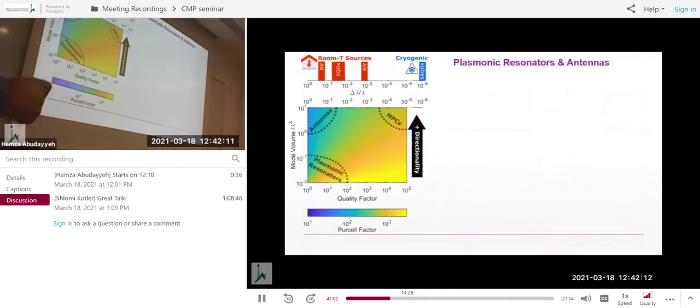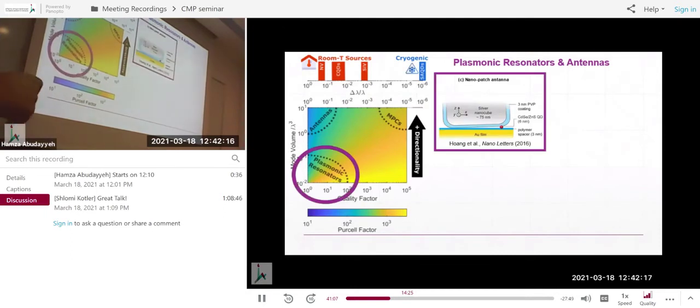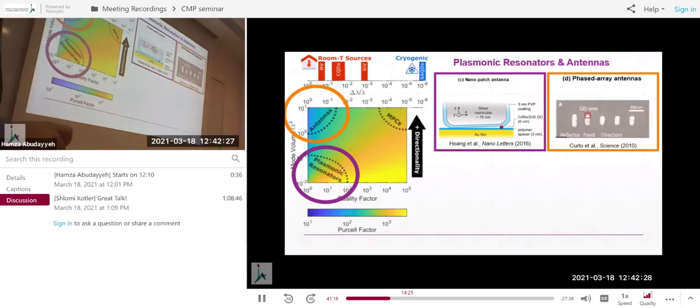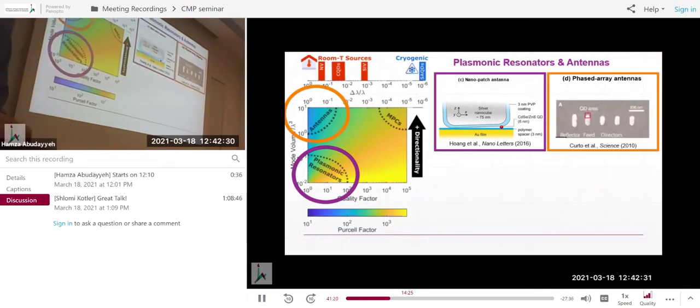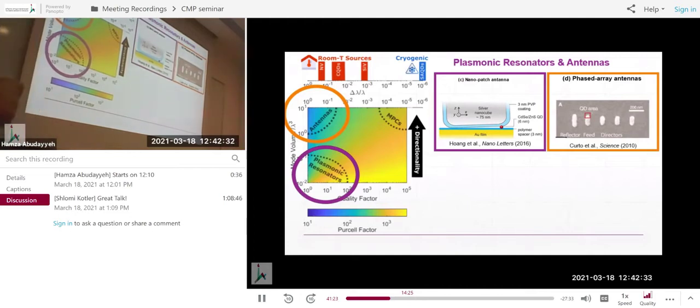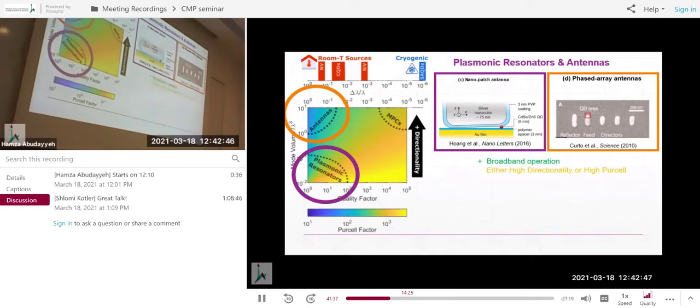So for room temperature sources, we're really limited to low quality factor structures. Here you can end up either in this bottom left corner, where the mode volume is low, such as plasmonic resonators. This is an example, a nano patch antenna, with a mode volume of only 10 nanometers or so. Or the top left corner, where you have a very large mode volume. This is the area typically of antennas. The nice thing is you can get very broadband emission, which is suitable for room temperature sources, but you have to choose either high directionality or high Purcell factor, okay?